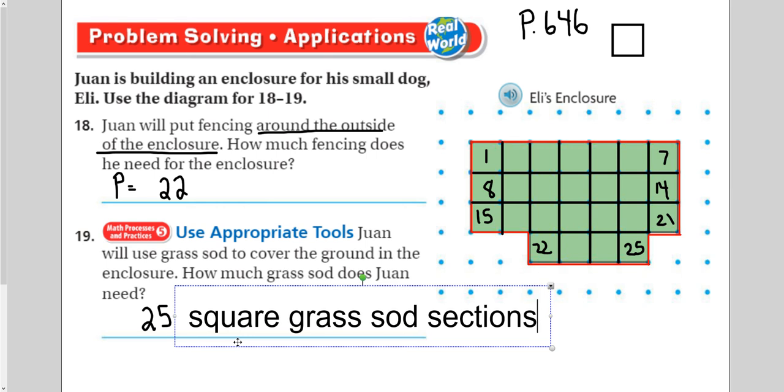Okay, so that's how we're looking at both the perimeter and the area of a situation here. Best of luck to you with your assignment, and we'll see you next time.